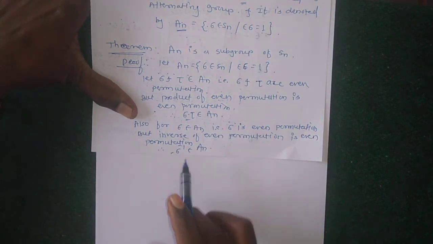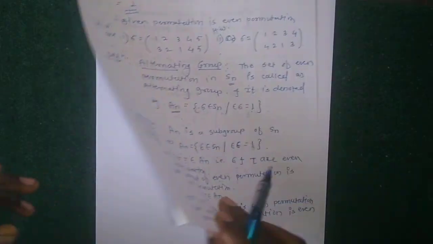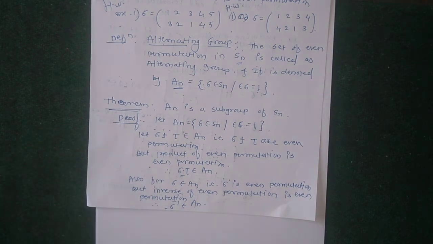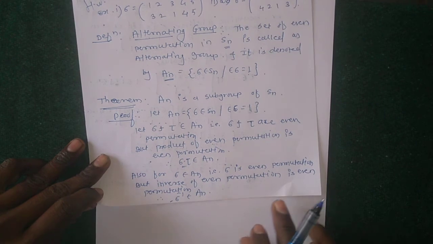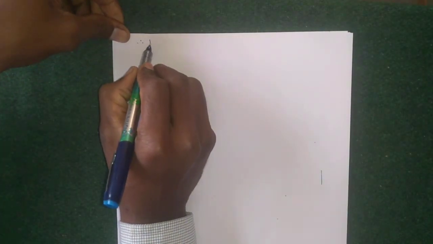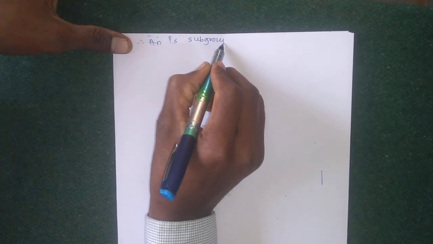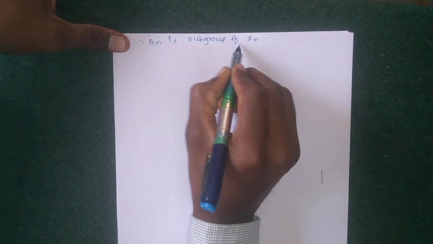Therefore sigma inverse belongs to An, and therefore by the definition of a subgroup, or the theorem of subgroups, An is a subgroup of Sn. So the proof of this theorem is completed.